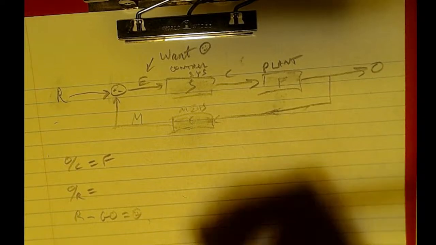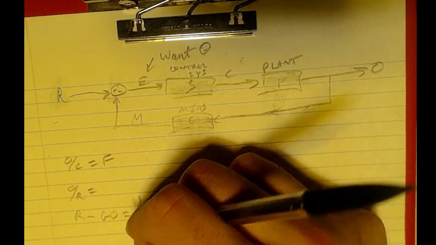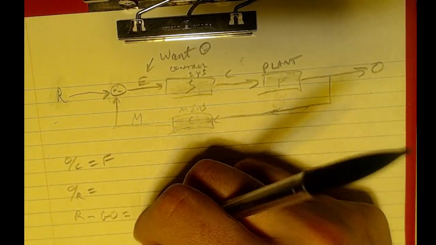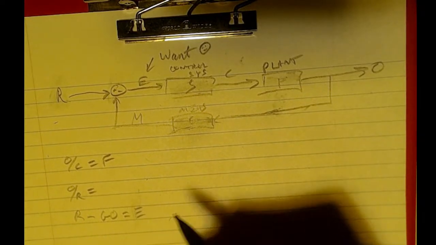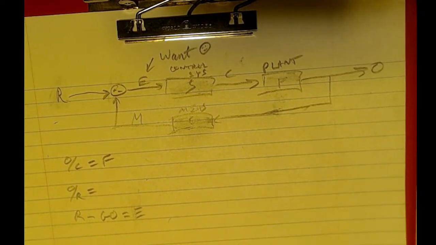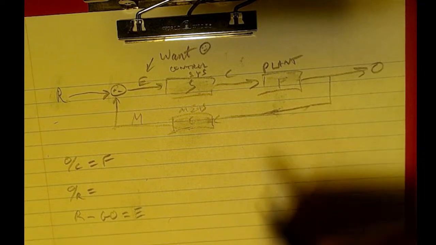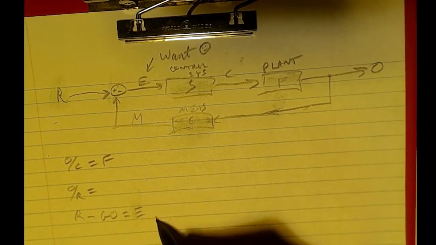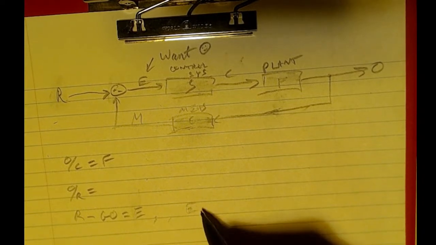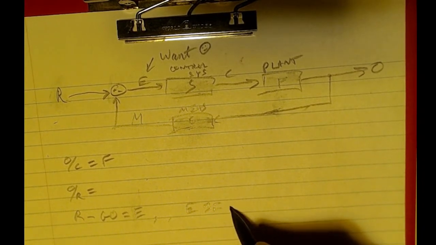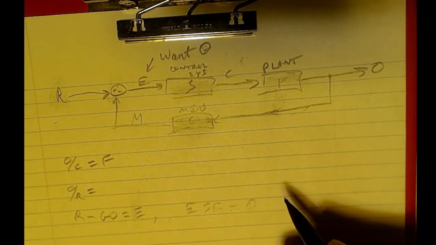So you don't assume that E is 0. You just end up with two equations, two unknowns. Yeah, I knew something felt wrong. So R minus GO is equal to E. And then we also have that ESF is equal to O.